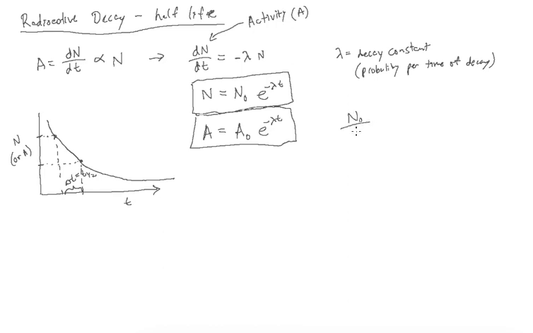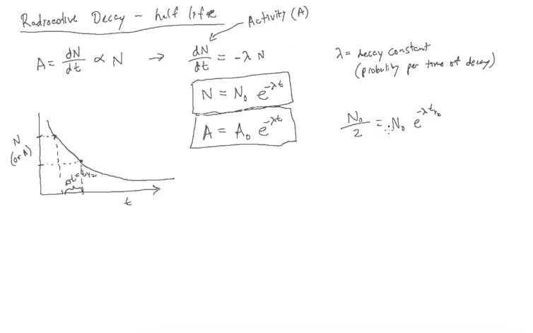How much do we want left? We want half the original left, and that is going to be equal to n naught e to the negative lambda t sub 1/2, the half-life time. So after the half-life has gone by, the amount we'll have left is half of the original amount, right? That's the original amount over 2.